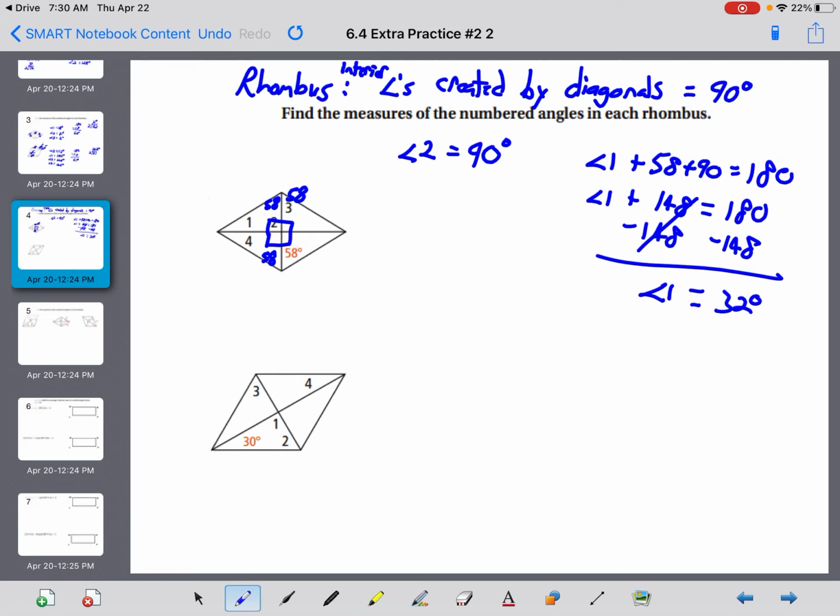Okay, so angle 2 is 90. Angle 3 we said was 58 degrees. And angle 1 and angle 4 are both 32 degrees.